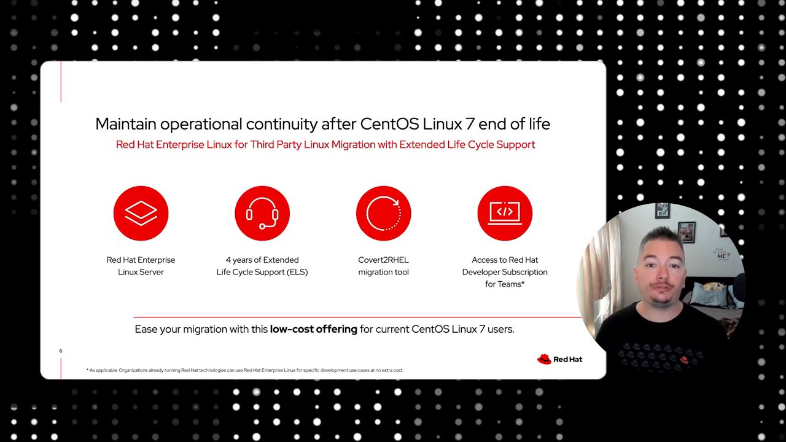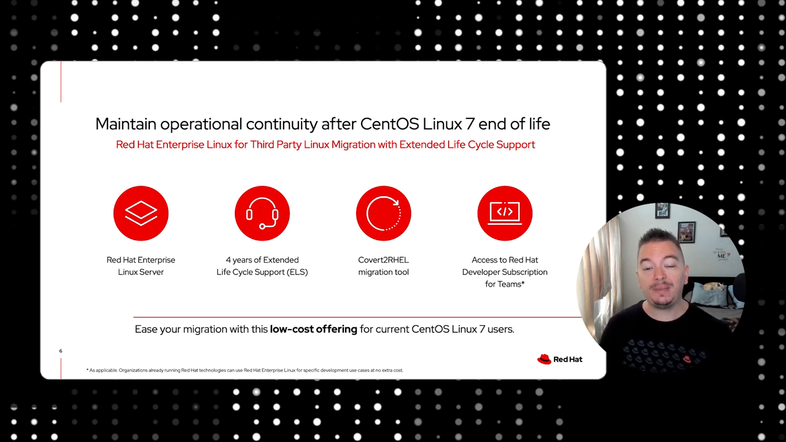I hinted at a new offering, and I want to introduce you to the Red Hat Enterprise Linux for third-party Linux migration with extended lifecycle support, which, unlike the name suggests, is an incredibly easy process to convert from CentOS Linux 7 to RHEL 7. And this offering is available through Amazon Web Services. That means that you can go to your existing CentOS Linux boxes and add them to the subscription and move forward with the in-place conversion utility Convert to RHEL.